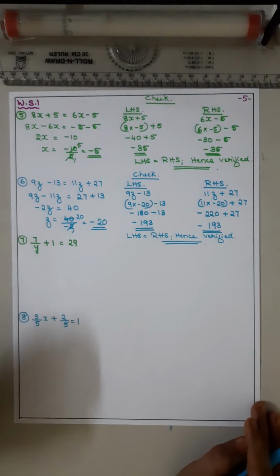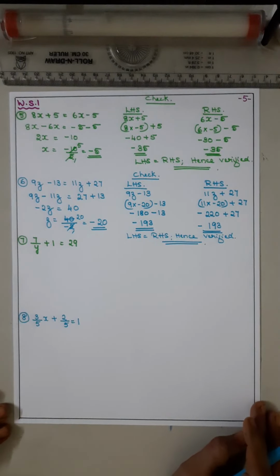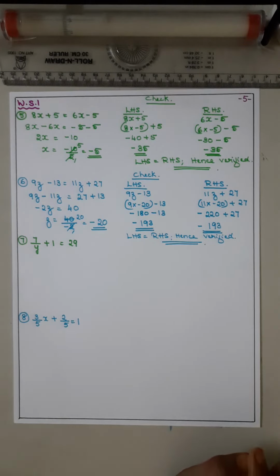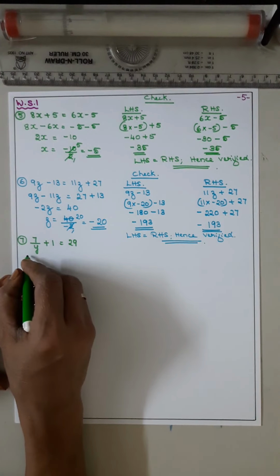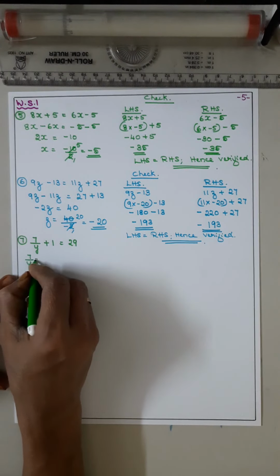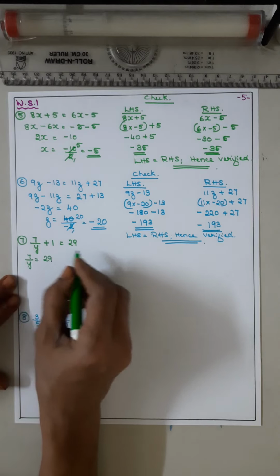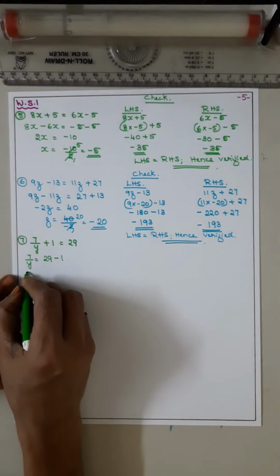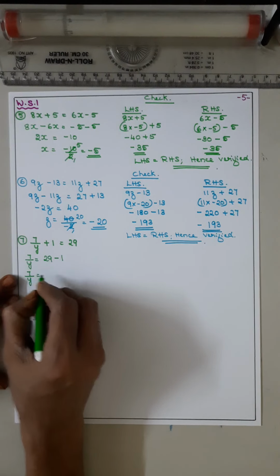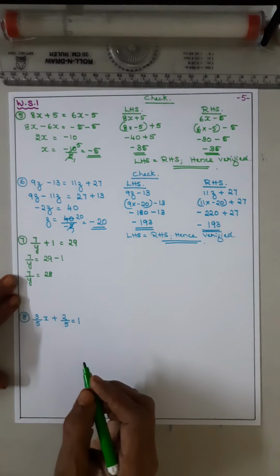Did everyone understand? Is it clear? Now coming to the seventh sum. So in the seventh sum, it is 7 by y plus 1 is equal to 29. 7 by y is equal to 29 plus 1, minus 1. Right? So 7 by y is equal to 28.